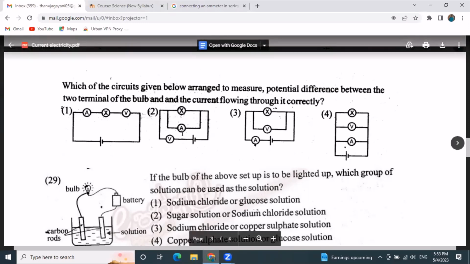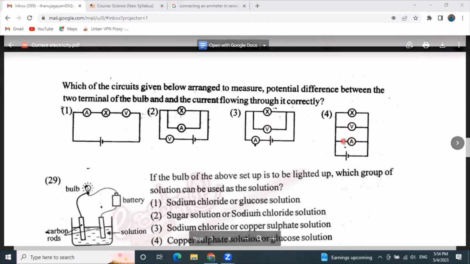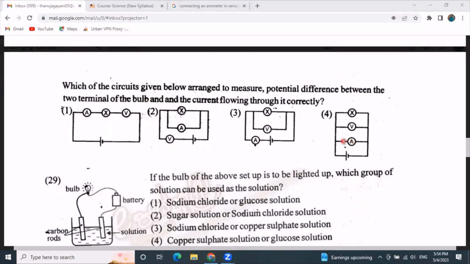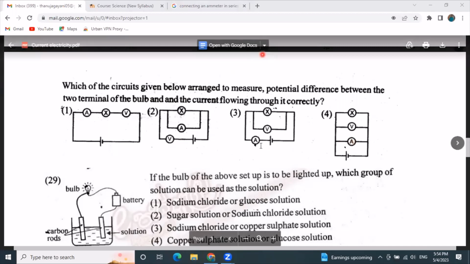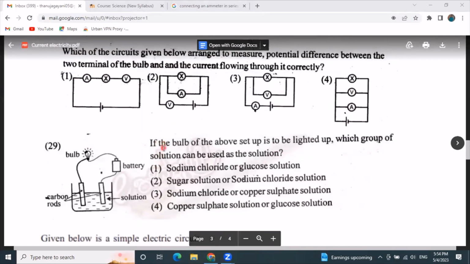Second one, can you see here? The voltmeter is connected in series and the ammeter connected in parallel. Totally wrong. Third answer, the voltmeter is connected in parallel and the ammeter connected in series. So this is the correct answer. In the fourth answer, both the ammeter and the voltmeter are connected in parallel, so it's not correct. The correct answer is the third one. Next question.